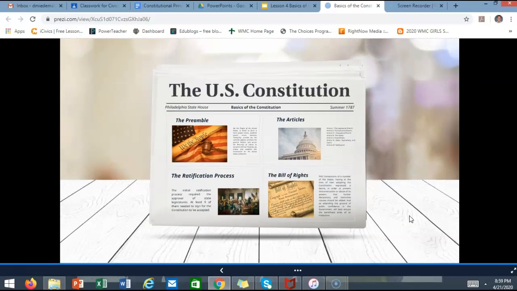So once again, I'll post this on Google Classroom if you would like to go through it again. But no, the 3 main parts are the preamble, the articles, and the Bill of Rights. Just so you know, the Bill of Rights is the first 10 amendments. We have a total of 27 as of April 22, 2020. So we added 17 more since this was accepted in 1787.